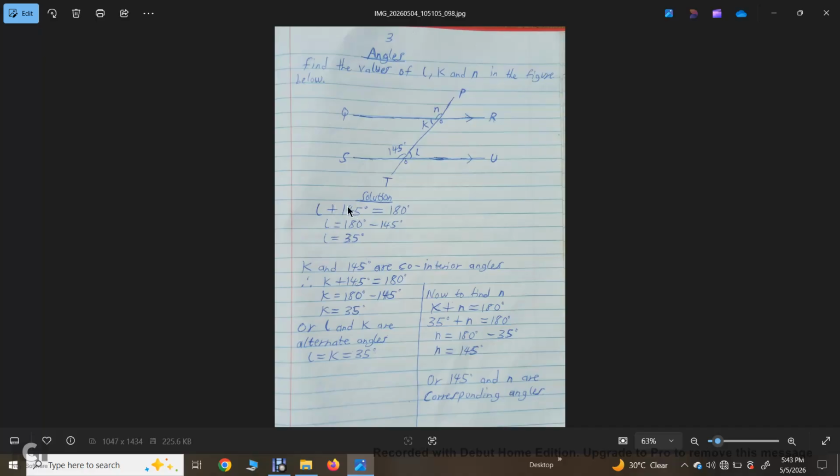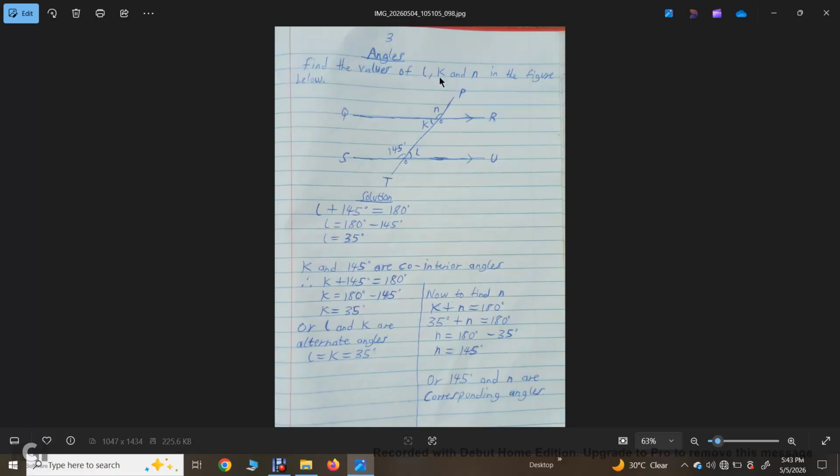So therefore, move this one to the other side of the equal sign. When you move it, it becomes negative. So L is equal to 180 degrees minus 145 degrees. L is equal to 35 degrees. Now I have finished one part of the question. Let's move on to the other part.